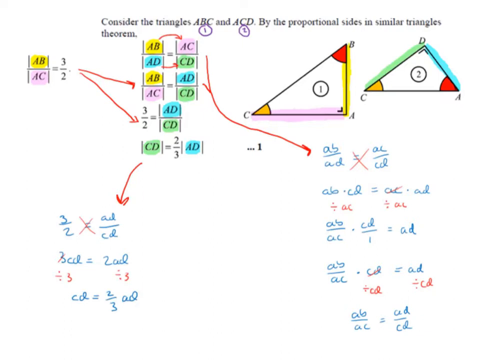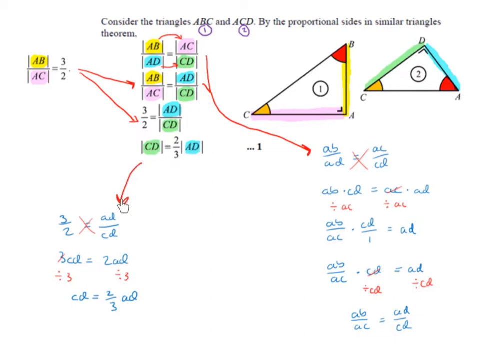Now we found out in the last part that AB over AC is actually equal to 3 over 2. So we swap AB over AC for 3 over 2, and that's still equal to AD over CD. We want to get the CD on its own, so we end up getting CD is equal to 2 over 3 multiplied by AD.